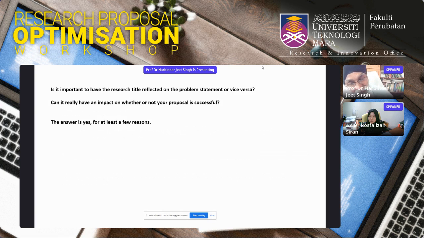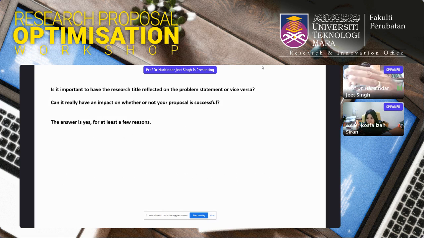A lot of the times we find that the title, the problem statement, the research question, they do not match very well. So when you're preparing a proposal, normally what you could do is you have a problem, you write out the problem statement. You have a research question, write out a problem statement, and then you think about the appropriate title. Make sure that it is reflected in the title.